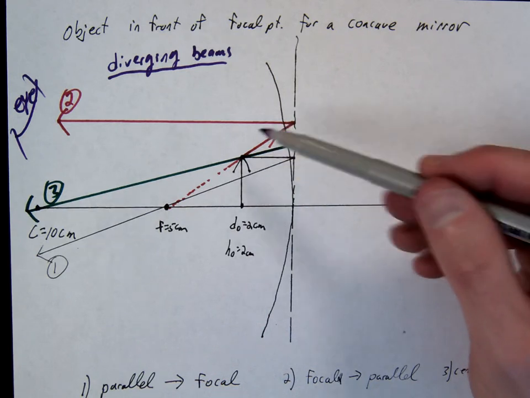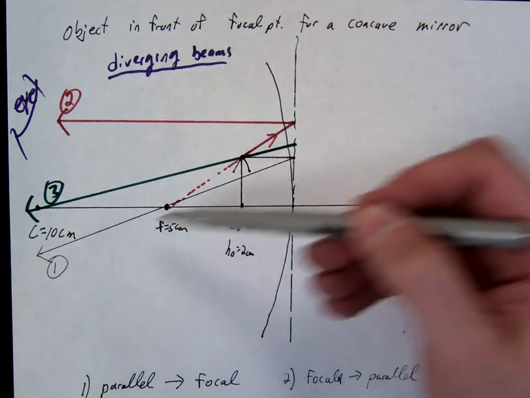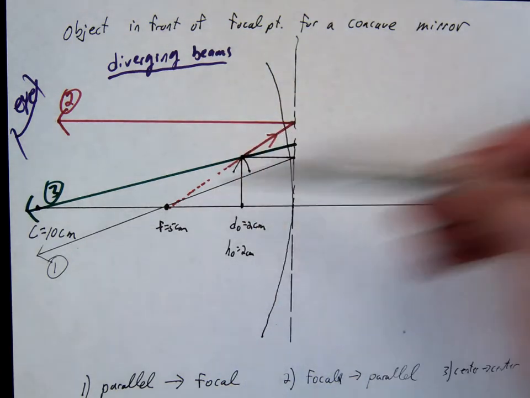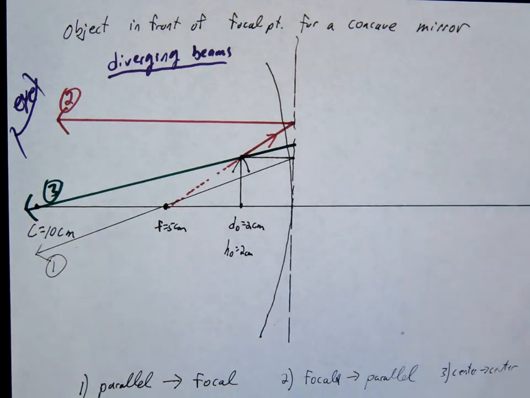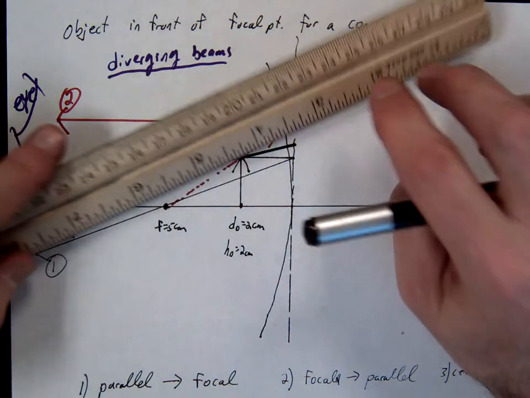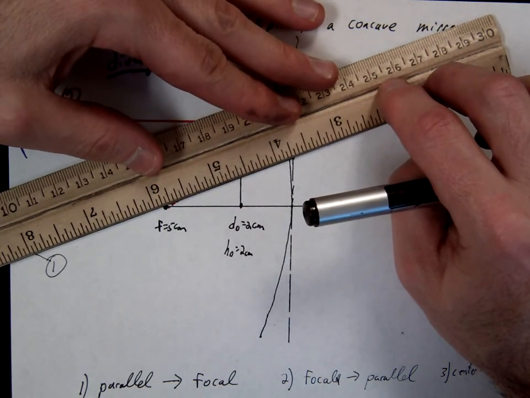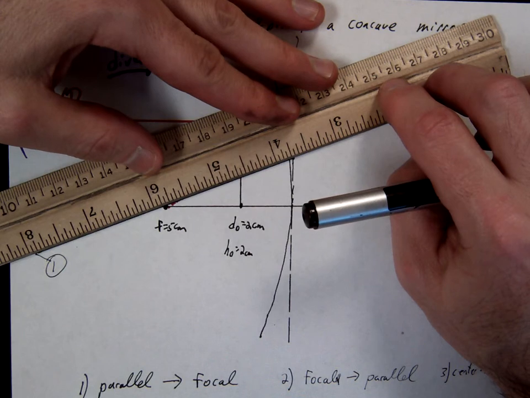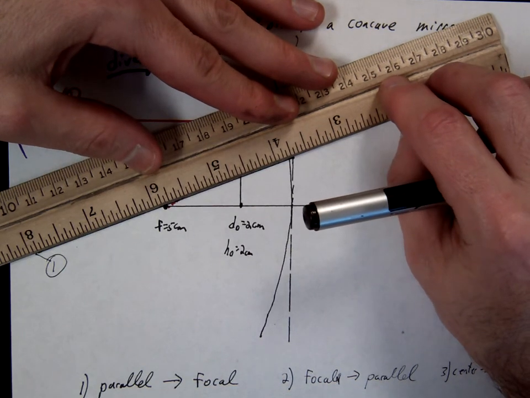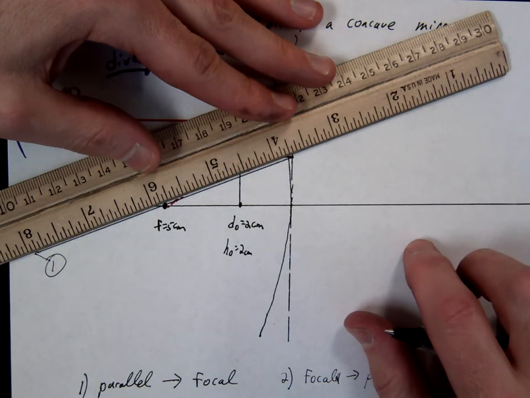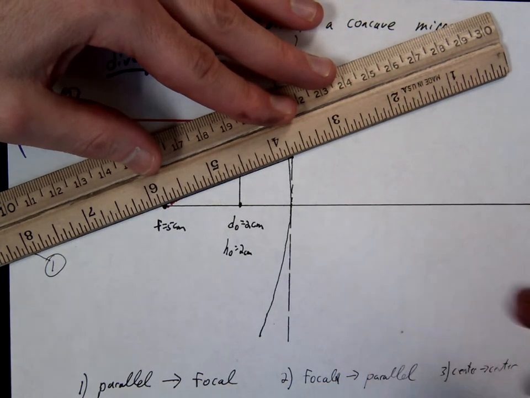So what that means is, to me, it appears like each of these beams is coming from somewhere behind the mirror in a straight line. So what you're going to do is you're just going to take your 3 beams and project them backwards onto the opposite side of the mirror, and you're going to see where it looks like they're all coming from. So beam number 1 is this one, the one through the focal point.